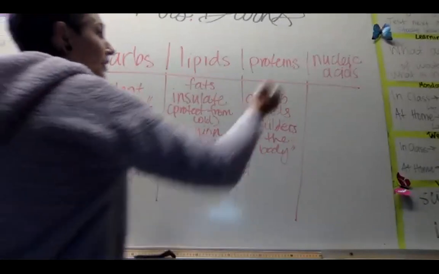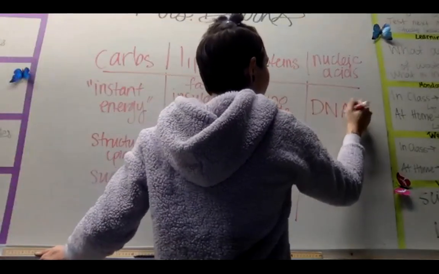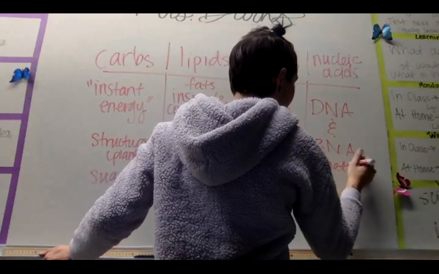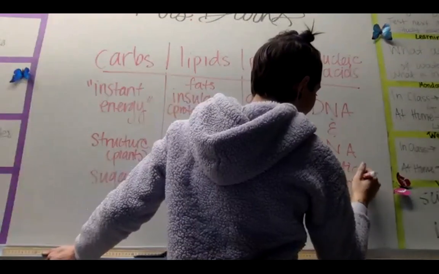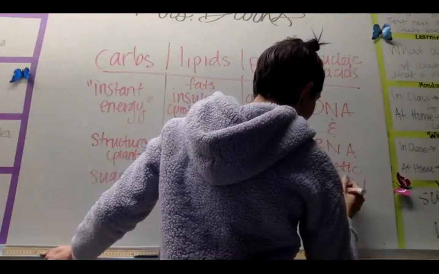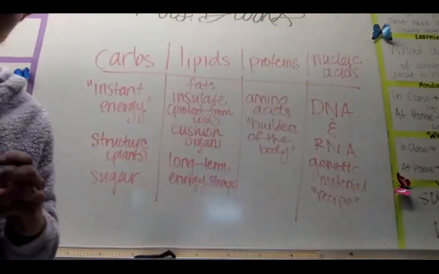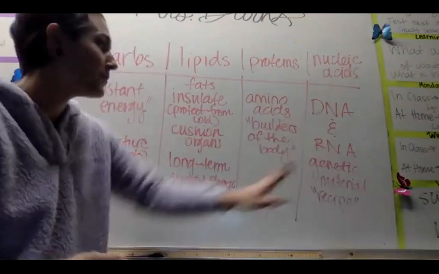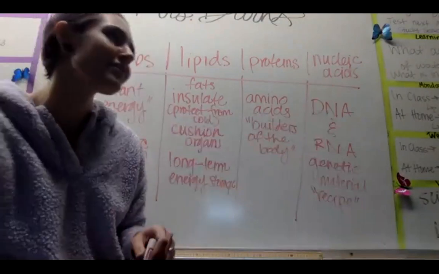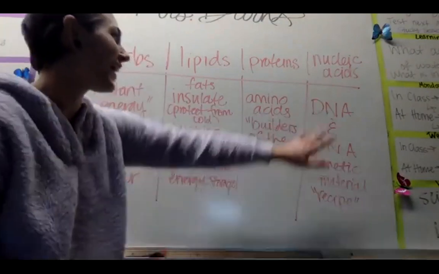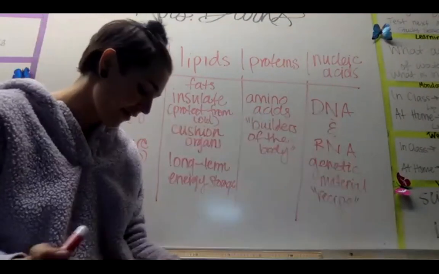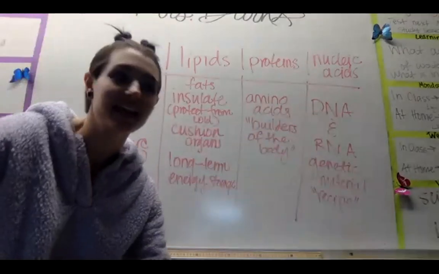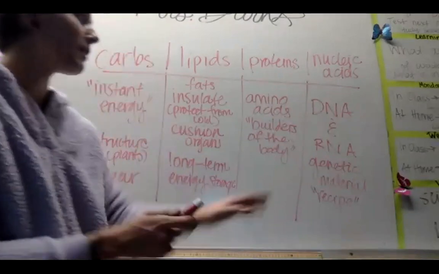And then finally, nucleic acids are DNA and RNA. And this is the genetic material, the genetic recipe that makes us all us. Our DNA is what says Mrs. Burns has brown hair. Well, right now it's not necessarily brown, but when I was born, it was brown hair. My DNA is the reason that I'm 5'8". My DNA is why I have size 8.5 feet. All of those properties are based off of my DNA.